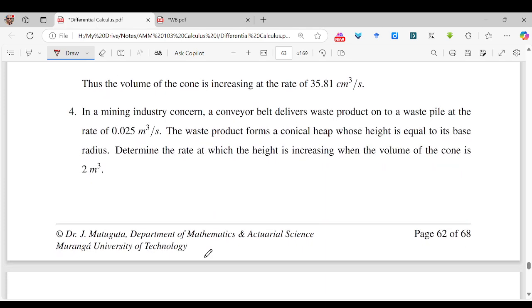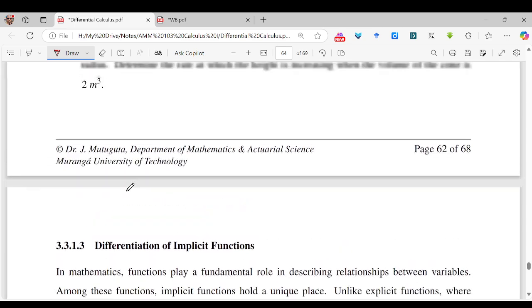Now we have a similar question here in a mining industry concern. A conveyor belt delivers waste product onto a waste pile at the rate of 0.025 cubic meters per second. And then you're told that the waste forms a conical heap whose height is equal to its base radius. The problem is to determine the rate at which the height is increasing when the volume of the cone formed by this waste is 2 cubic meters.